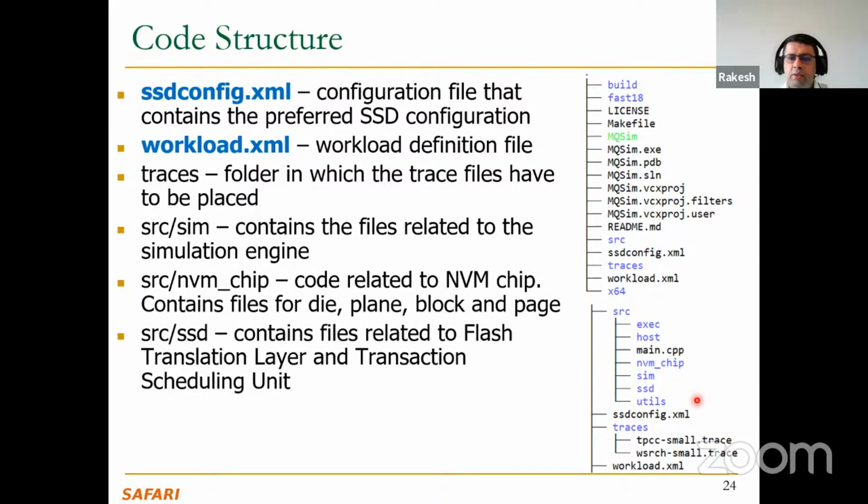And we have the source SSD folder, which is the most important folder in the MQSim, where it contains files related to the front end components, which is the flash translation layer and the transaction scheduling unit. Here we have files related to the address translation, the garbage collection process, etc.